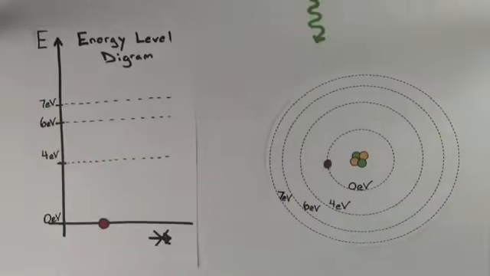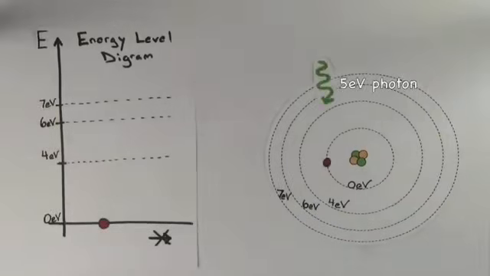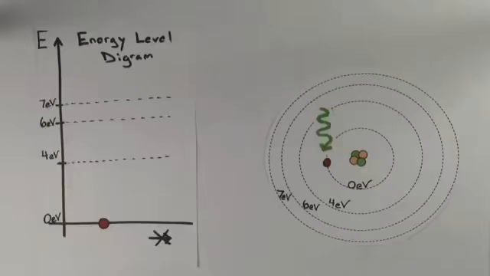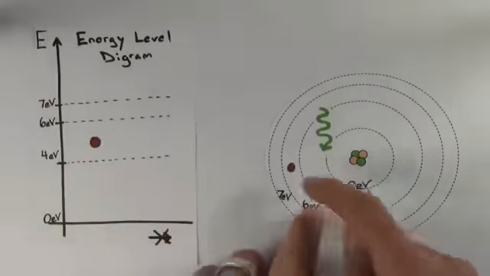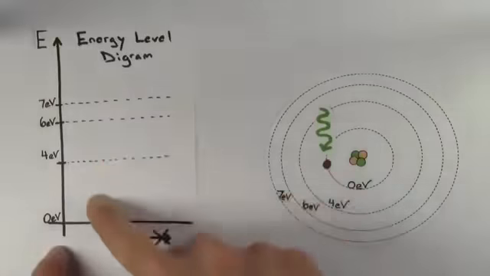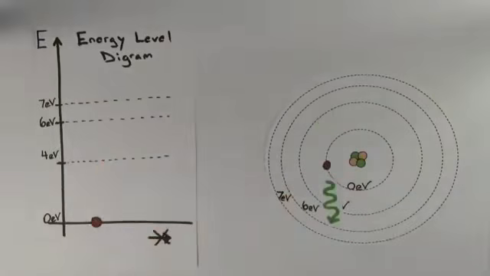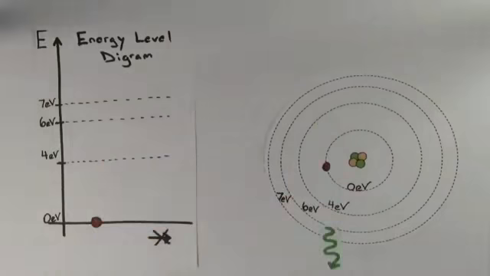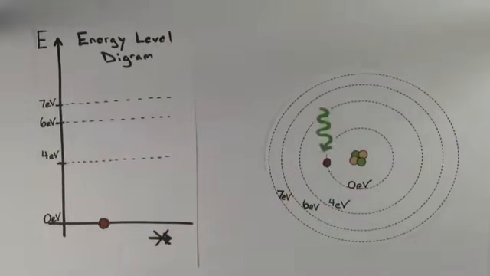What if our electron's in the ground state and we send a 5 eV photon at it? If the electron were to absorb all of the energy of the 5 eV photon, it would now have 5 electron volts. But that's not an allowed energy level, so the electron can't absorb this photon, and the photon will pass straight through the atom. Keep in mind the electron in the atom has to absorb all of the photon's energy or none of it. It can't just absorb part of it.